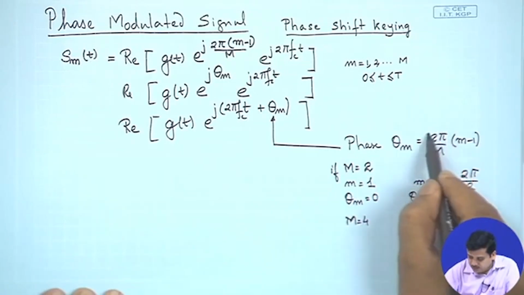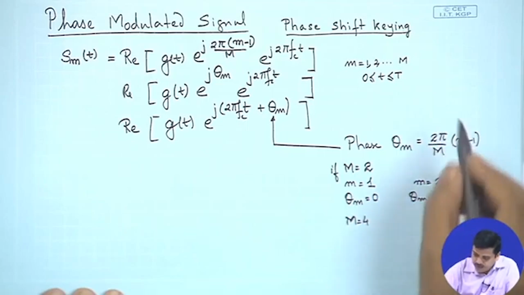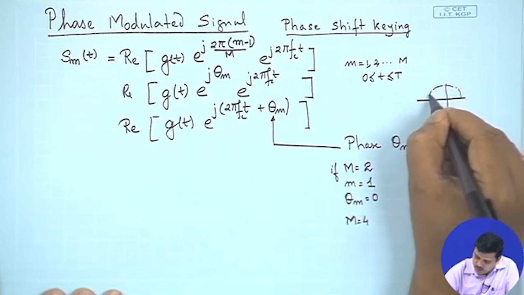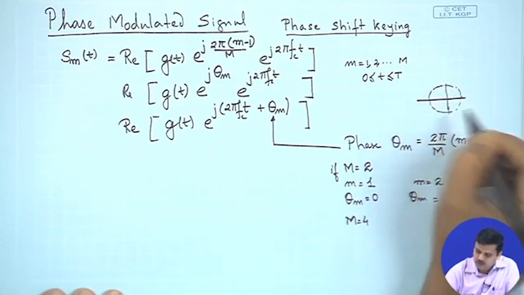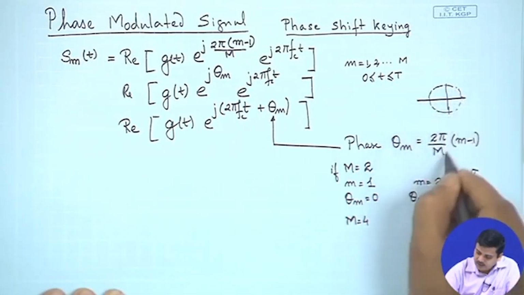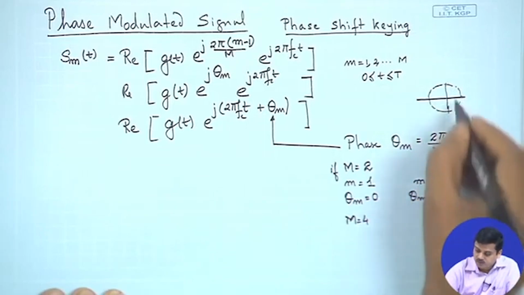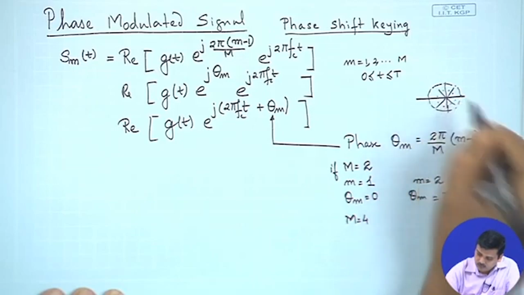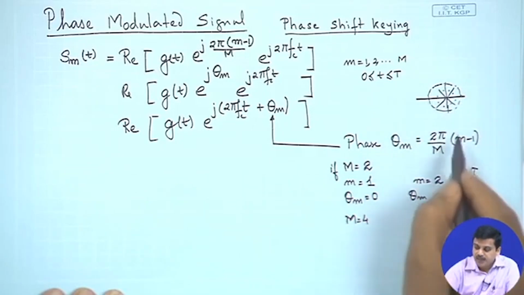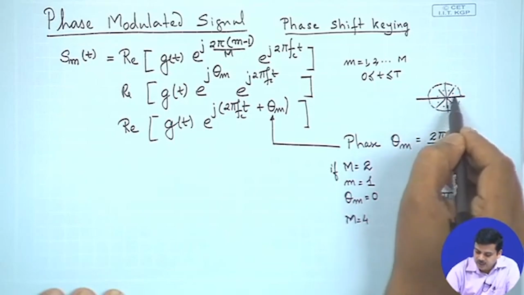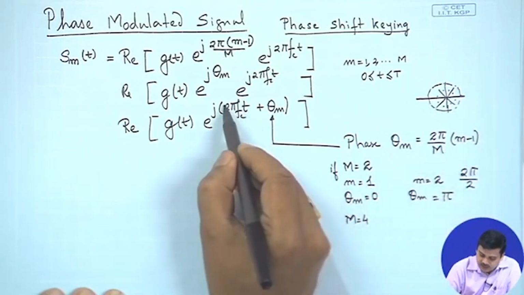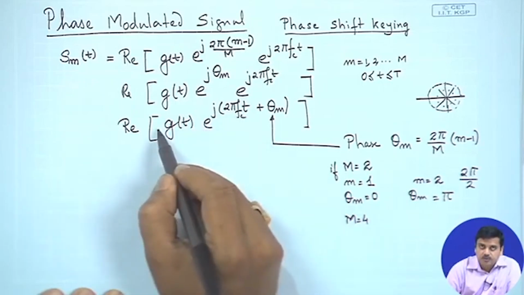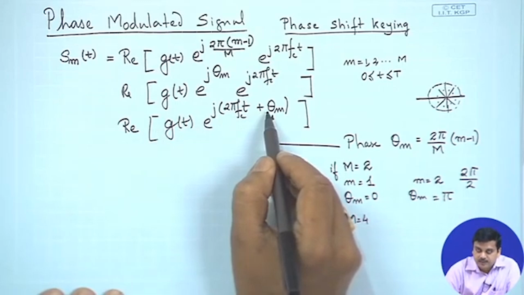So, what we see from this is that 2 pi upon M. If this is covering 2 pi, it is divided in equal phases, and then as you keep increasing m, you get the different angles, right. So, what we have over here is the carrier is remaining as it is, there is no change in amplitude, only m is getting selected, right.